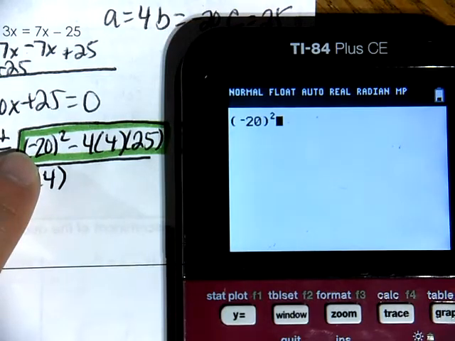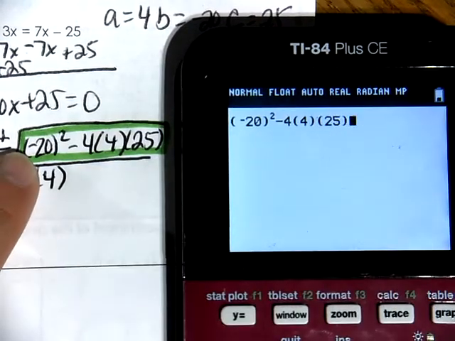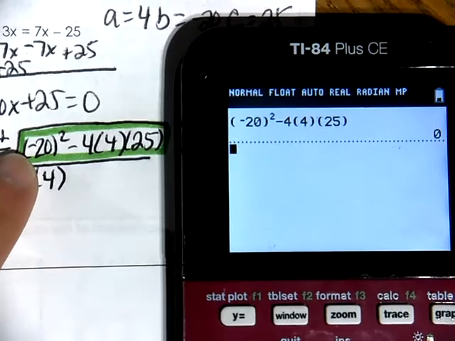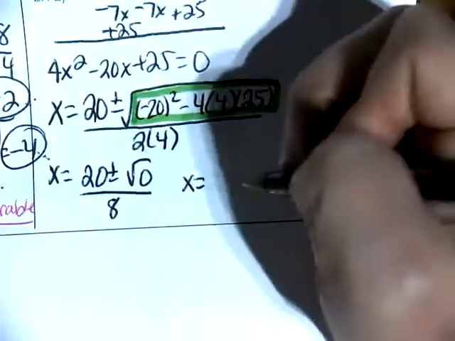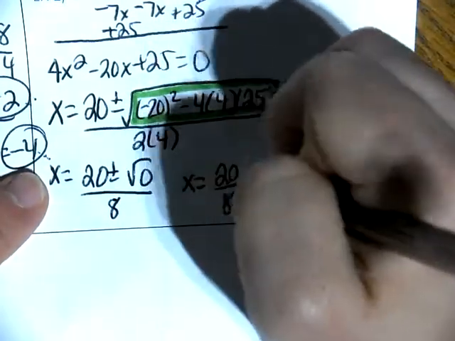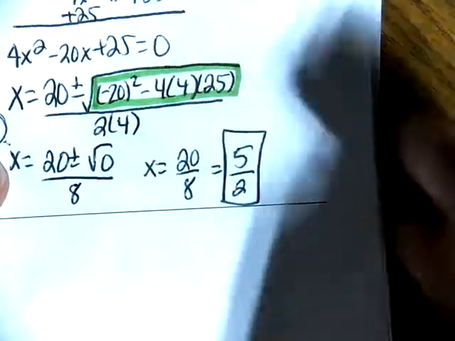So we have negative 20 squared minus 4 times 4 times 25. So exactly parentheses and all in my calculator, and I end up with the number 0. So I have x equals 20 plus or minus the square root of 0 over 8. Well, the square root of 0 is 0, and I end up with x equals 20 over 8. They're both divisible by 4. 20 divided by 4 is 5. 8 divided by 4 is 2. So the answer is 5/2.